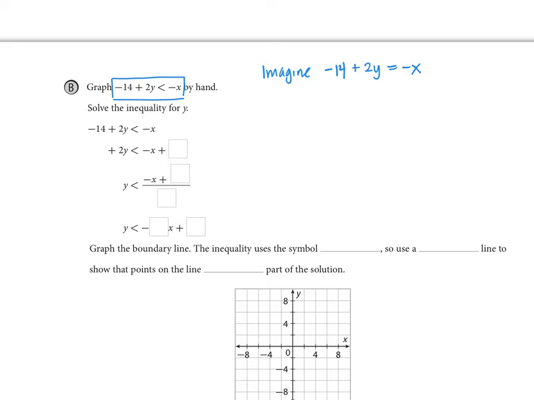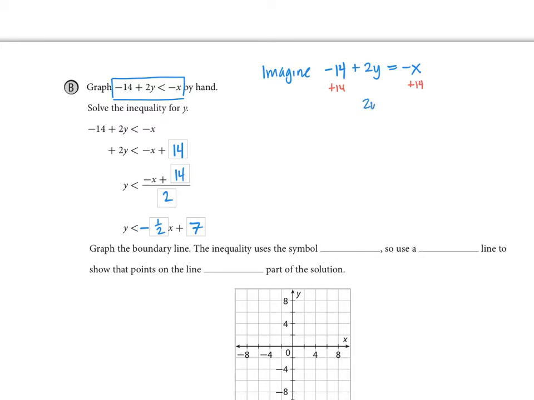So the first thing we're going to do here is add 14 to both sides. So we're going to get 2y is less than negative x plus 14. Then we're going to divide both sides by 2. And so when I divide both sides by 2, I get negative 1/2, right? Because x over 2 is the same as 1/2 times x. And then plus 7. So I'll show you on the right side if this were an equation, what it would look like, and it would pretty much be identical.